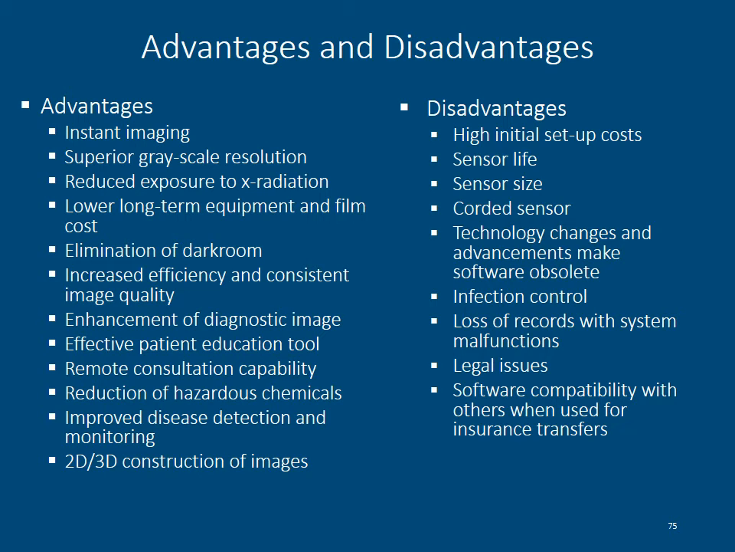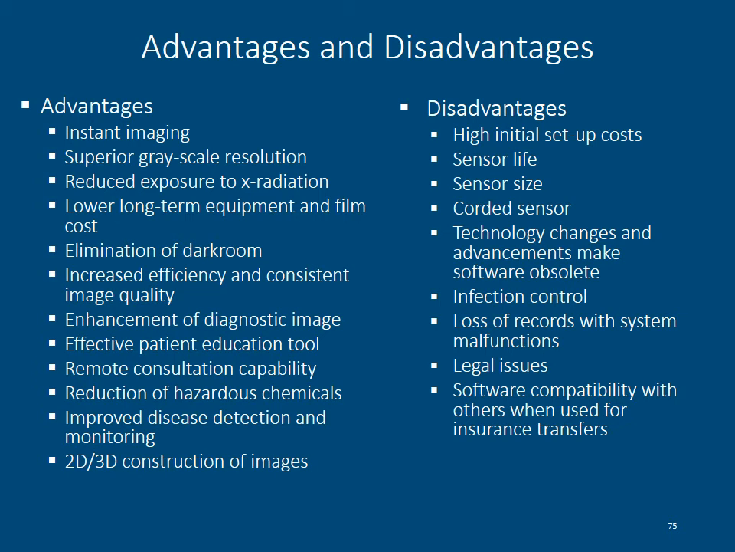The sensor life, because they're so fragile and delicate, is not as long as we'd like. The size of the sensor is also a disadvantage. It's thicker and requires more space in the mouth. Its margins tend to make the image much smaller. We don't cover as much area as we would with a size 2 film. The cord on the sensor can get in the way and also appear in the image. Sometimes the technology changes and advancements quickly make the sensors obsolete or not as good quality as the newer ones coming out. Therefore, there's additional cost to maintain higher standards with digital imaging.